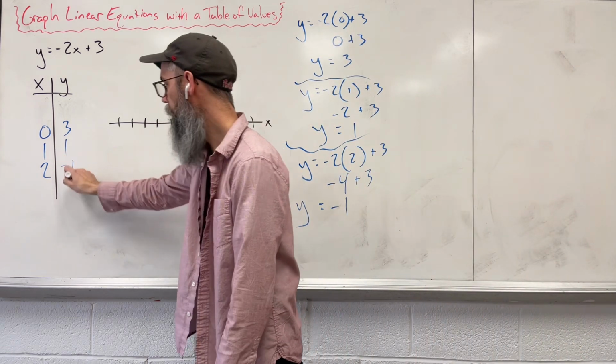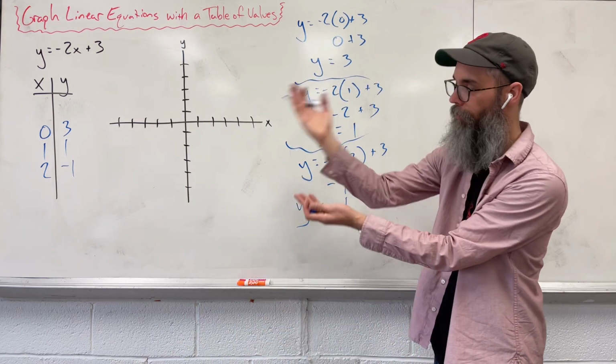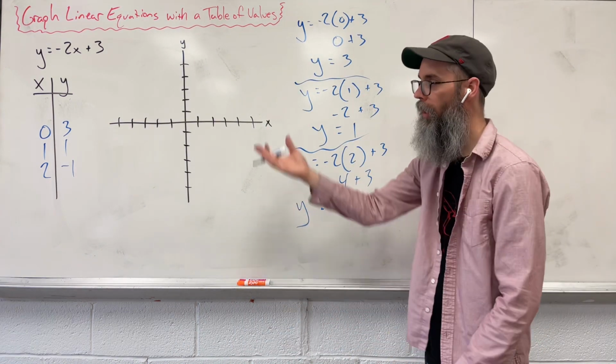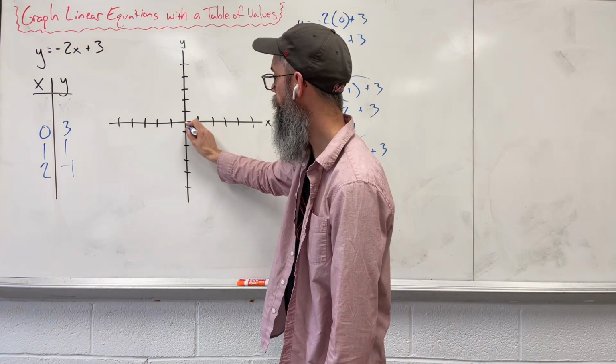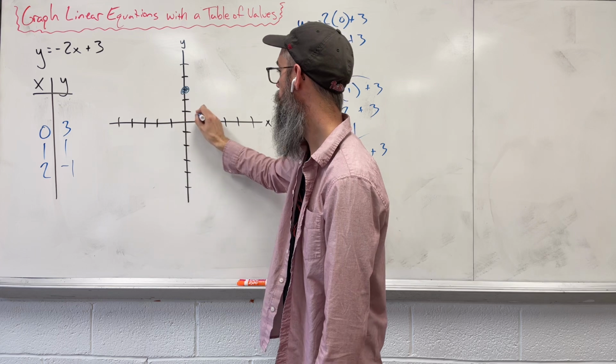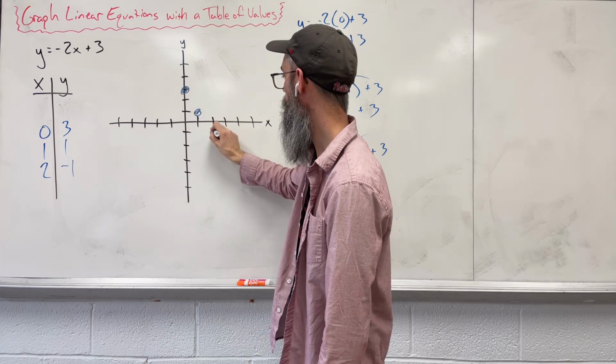So this is great. We had three x values. We plugged them in one at a time. We came up with three matching y's. Let's plot this, see what happens. Go over 0, go up 3, go over 1, up 1, go over 2, down 1.